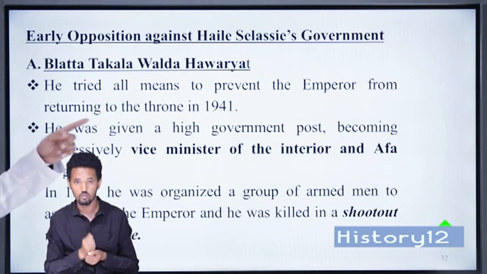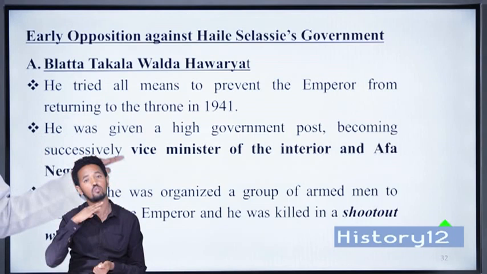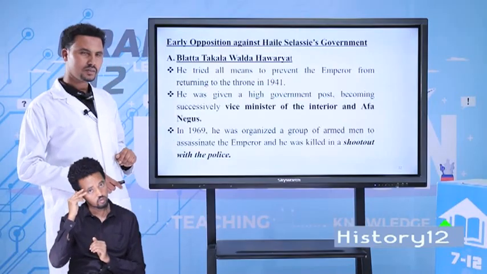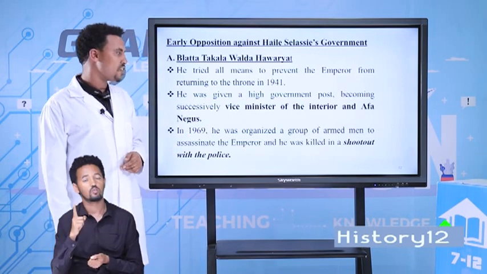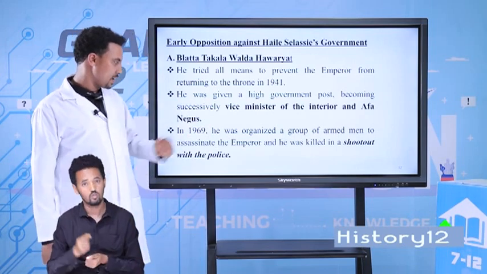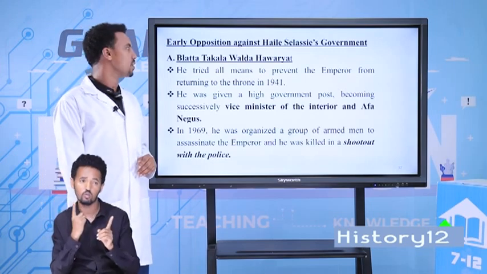He was given a high government post, becoming Vice Minister of the Interior and Afe Negus. Then, in 1969, he organized a group of armed men to assassinate the emperor, and he was killed in a shootout with the police.